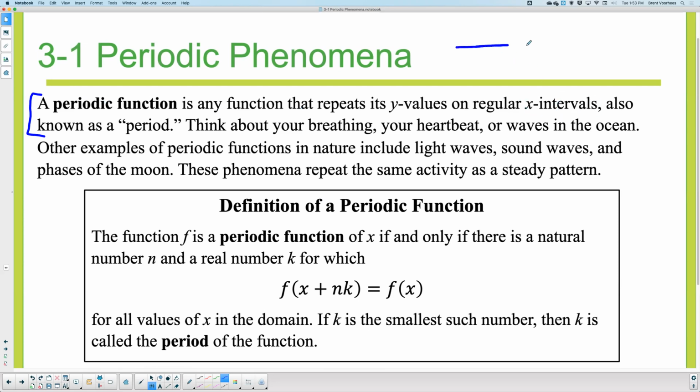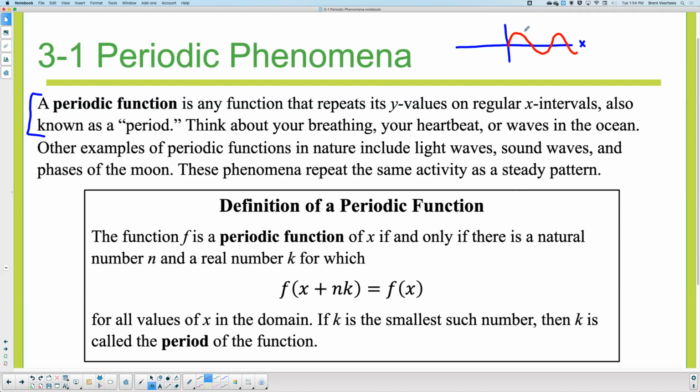Okay, so think graphically here. What it means is that for regular x intervals, that means for the same amount of x's, the same distance between x's, you're going to have y values that repeat. And so what will they look like? They will look like waves, typically. It'll be a graph that goes like this, and it just keeps on repeating and repeating. Now, they can go negative, just so you know, but I just drew mine positive.